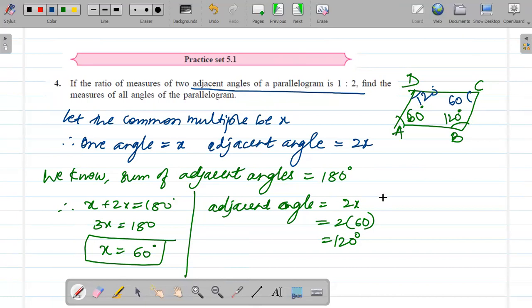Okay, that's how we do these questions. Now let's do the quiz. Make sure to solve some problems from the solved examples from a textbook.